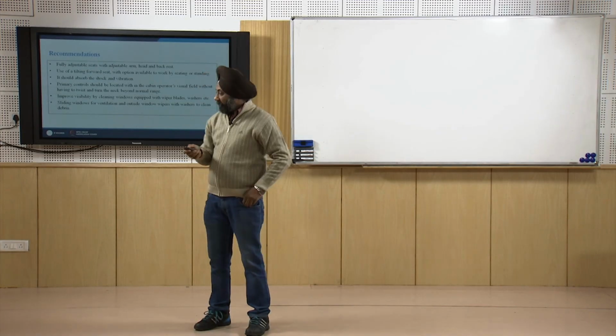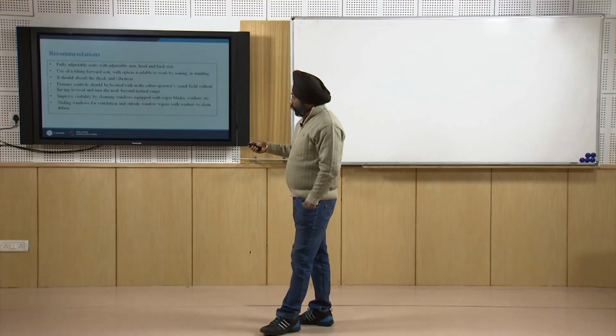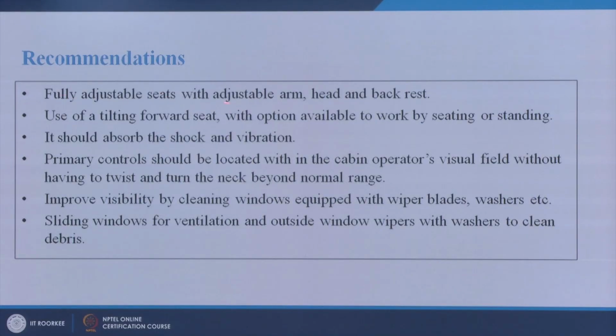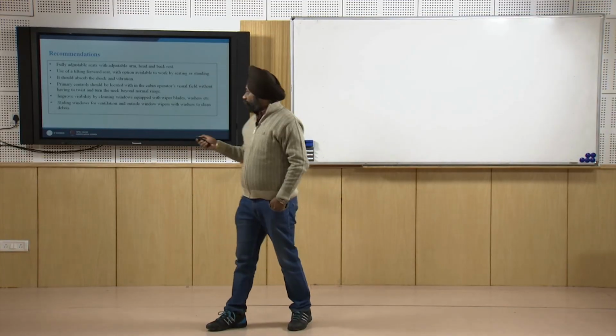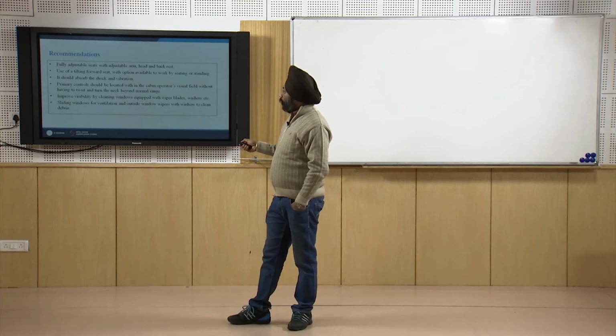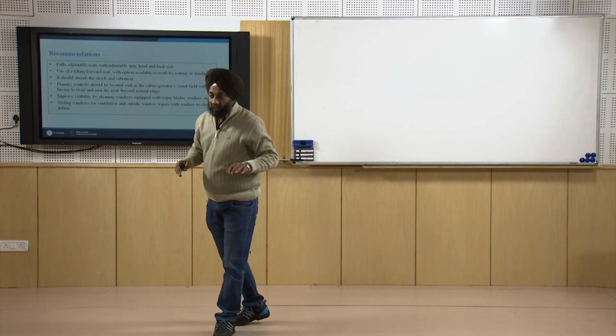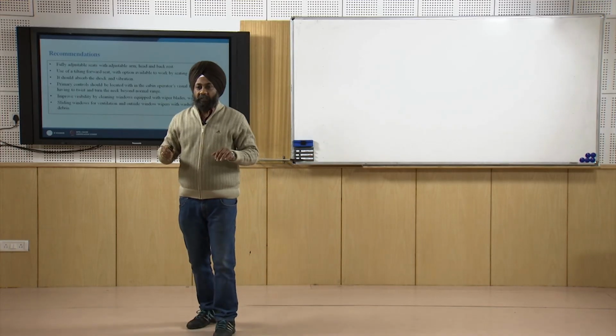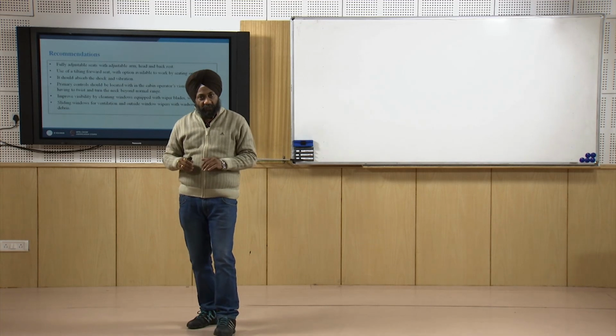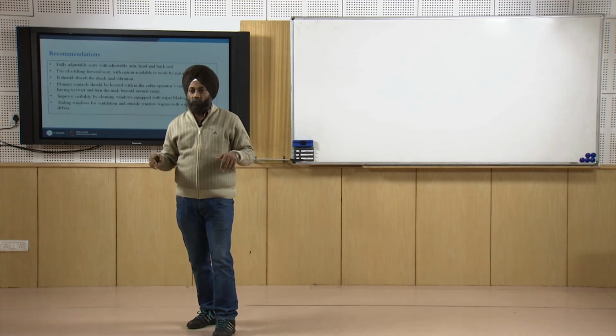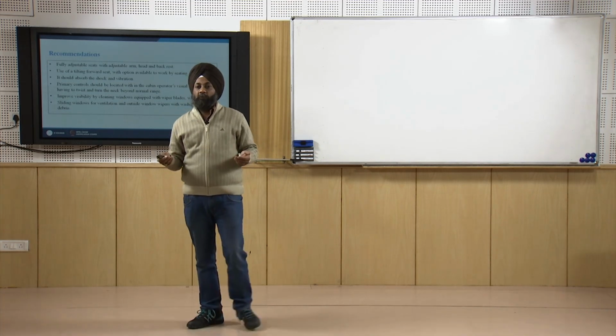So these are the recommendations here. It should have fully adjustable seats with adjustable arm, head and backrest. So the chair design principles remain almost the same. Use of a tilting forward seat with option available to work by sitting or standing. Now suppose a person wants to see, he should be able to stand easily. If he wants to operate by sitting, he should be able to do that. If he wants to operate by standing, he should be able to do that.